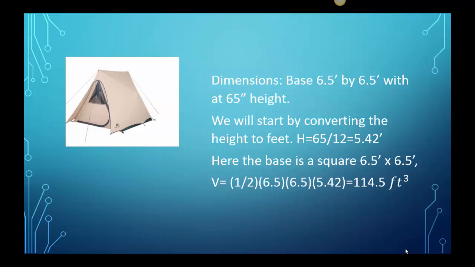Here, I have this square base of 6.5 by 6.5, and then I have the height of 5.42. Because this is a prism, I'm going to do 1/2 base times height times length. So I have 1/2 times 6.5 times 6.5 times 5.42. Remember, it's multiplication, so the order doesn't really matter. The idea is I had a triangle, and the triangle brought the 1/2 in. Then the length, the width, and the height, the 6.5, 6.5, and 5.42. I threw that all in my calculator and got 114.5 cubic feet.